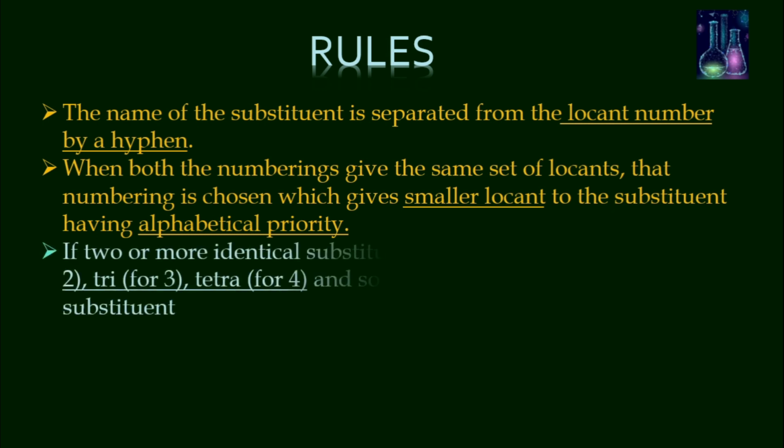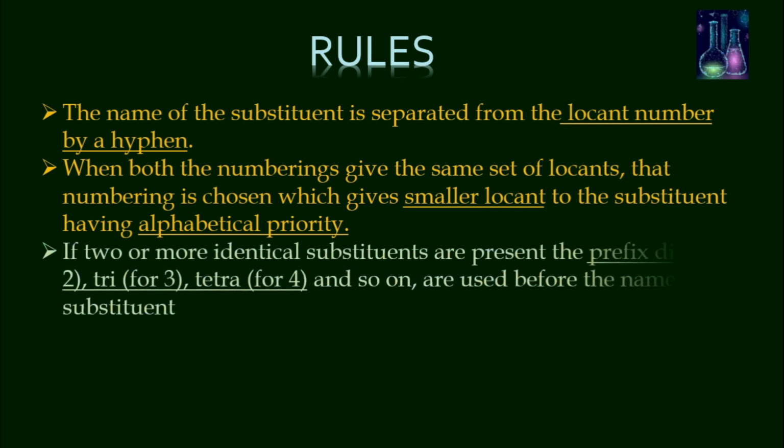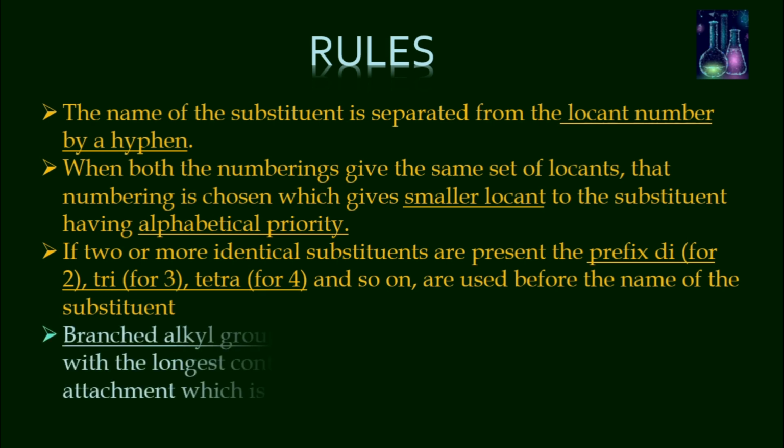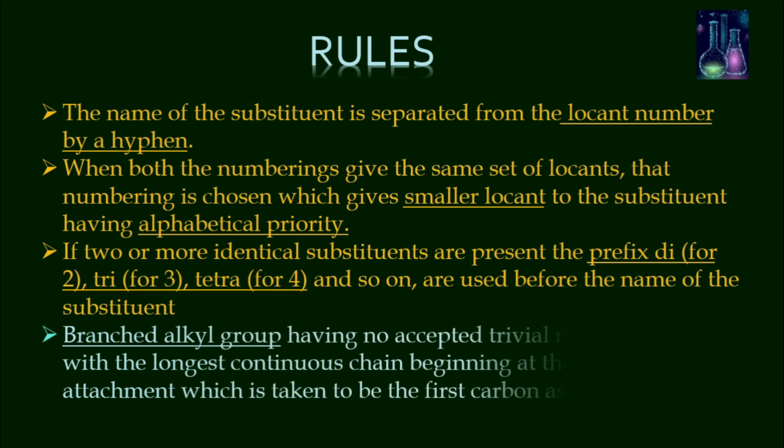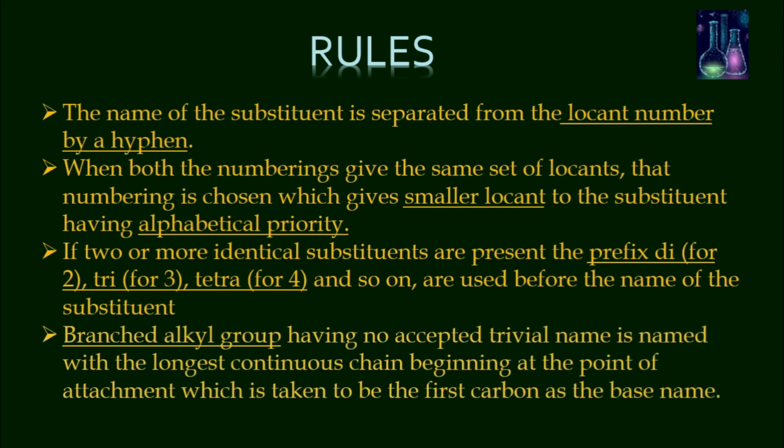If 2 or more identical substituents are present, the prefixes di for 2, tri for 3, tetra for 4, and so on are used before the name of the substituent. A branched alkyl group having no accepted trivial name is named with the longest continuous chain beginning at the point of attachment, which is taken to be the first carbon, as the base name.